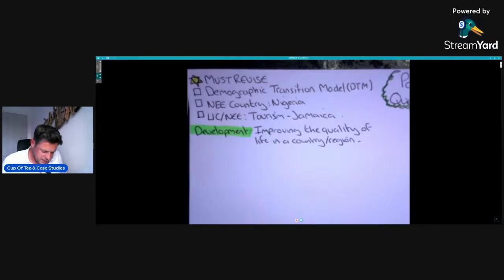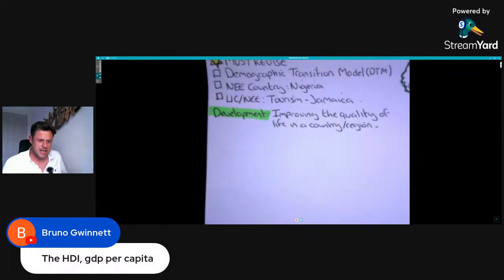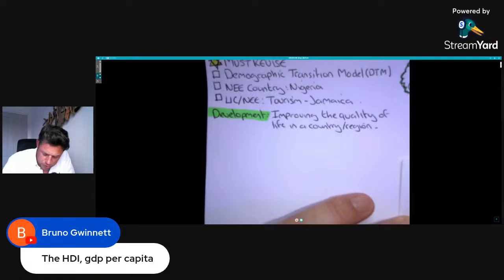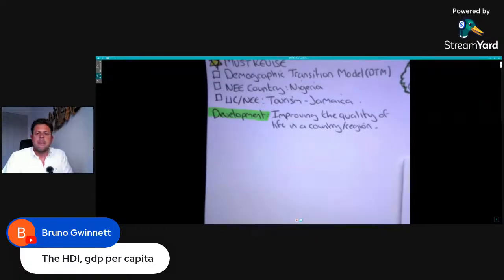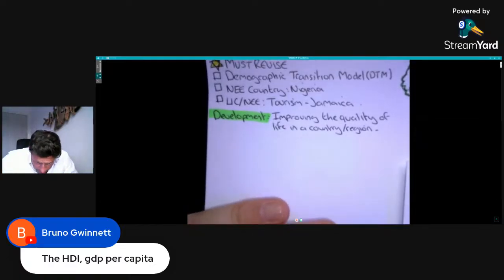Development indicators, ways to measure development. Excellent. Well done. Great knowledge. Any others? So we'll flag these up on the screen, guys. Here we go. HDI. What does HDI stand for? For another point. GDP per capita. Well done. The wealth and goods and services divided by the number of people. So it's like the wealth and the value of services divided by the number of people in that country. GDP per capita. What else we got?